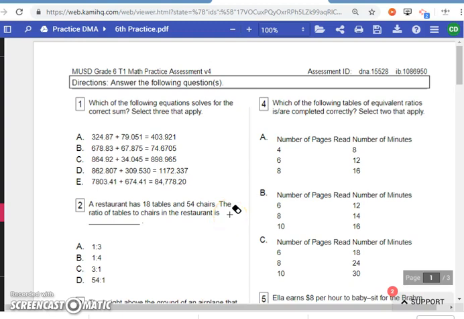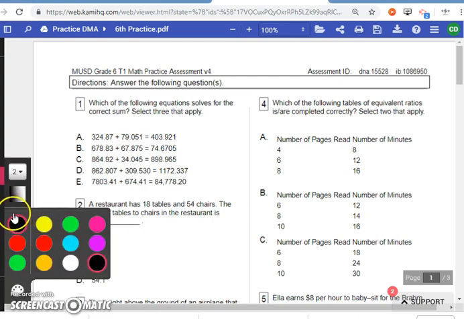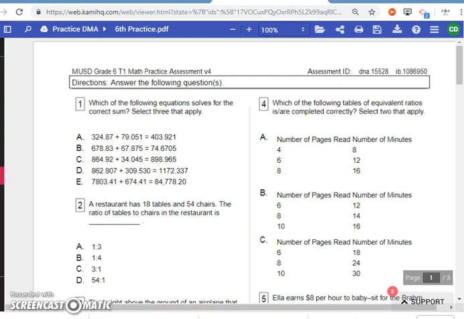Hi guys, today we're going to review the district math practice assessment. The purpose of this video is to give you strategies to take the real district math assessment, which will be in the coming week. So same exact problems, just different numbers.